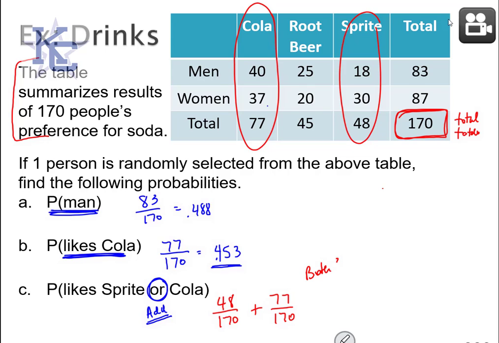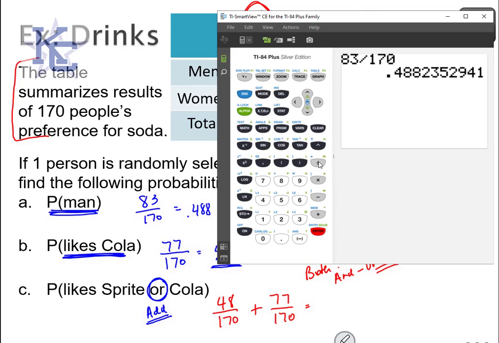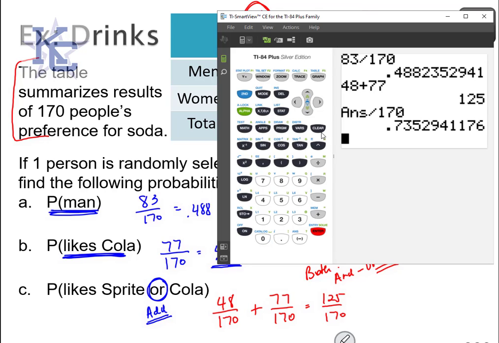And then you need to ask yourself a question. Are there any people that voted in both categories? And we would know that because they would be an and, or you could call it an overlap. Visually in this chart, we can see that nobody who voted for cola also voted for Sprite. So if there's nobody in both categories, we just add. Remember, when you're adding fractions, you're really just adding the numerators. So 48 plus 77 gives us 125 out of 170. So we can divide by 170 to give us 0.735.